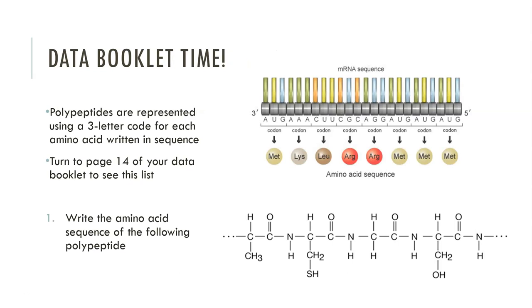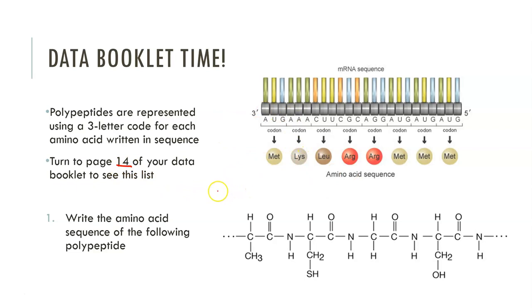So let's have a look at some of the questions that might be asked regarding these. Polypeptides are represented as a 3-letter code. This is given in your data booklet. So Met refers to methionine, Lys refers to lysine, Leu is leucine, Arg is arginine, and then methionine again. You don't have to memorize these, but it's good if you have an idea of where you would be looking for them.